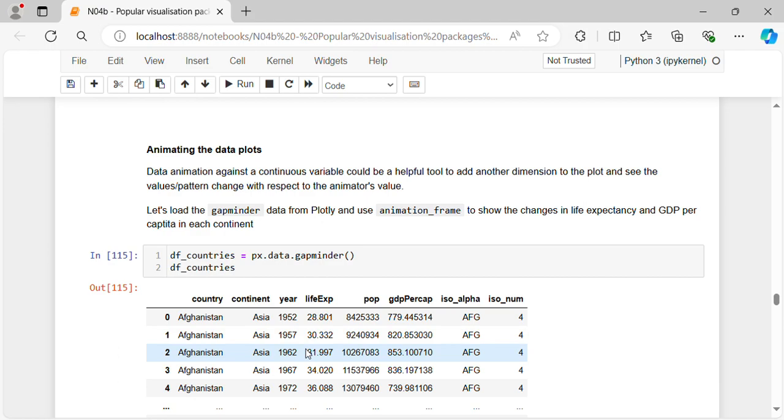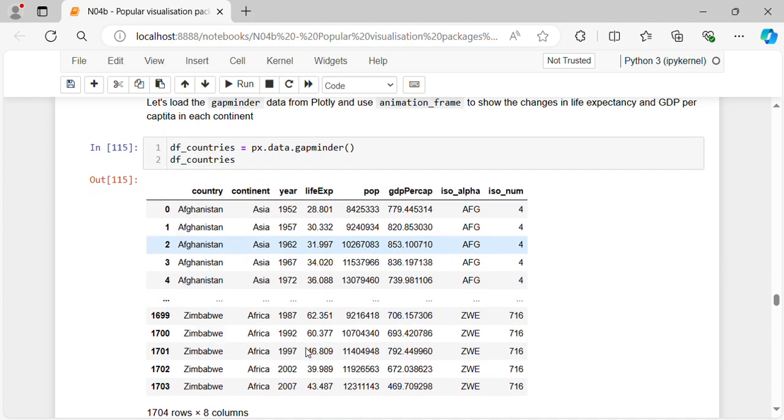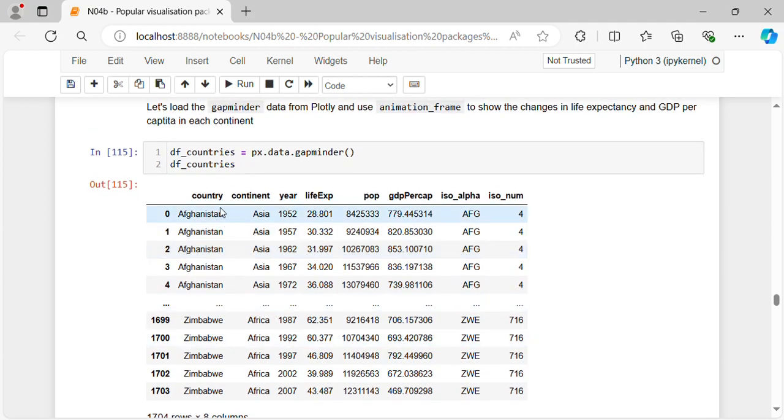Let countries data frame equal px, where px represents the plotly.express library, px.data.gapminder open and close bracket. And the countries data frame looks like this, where the columns are country, continent, year, life expectancy, population, GDP per capita, ISO alpha, ISO number.